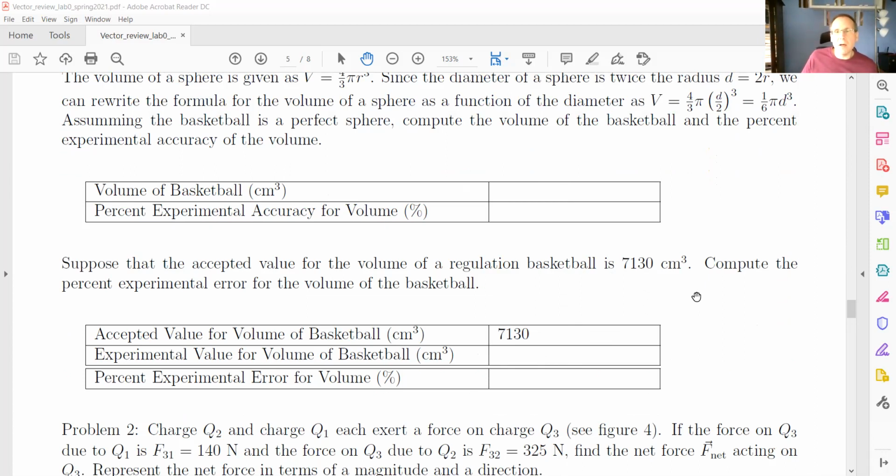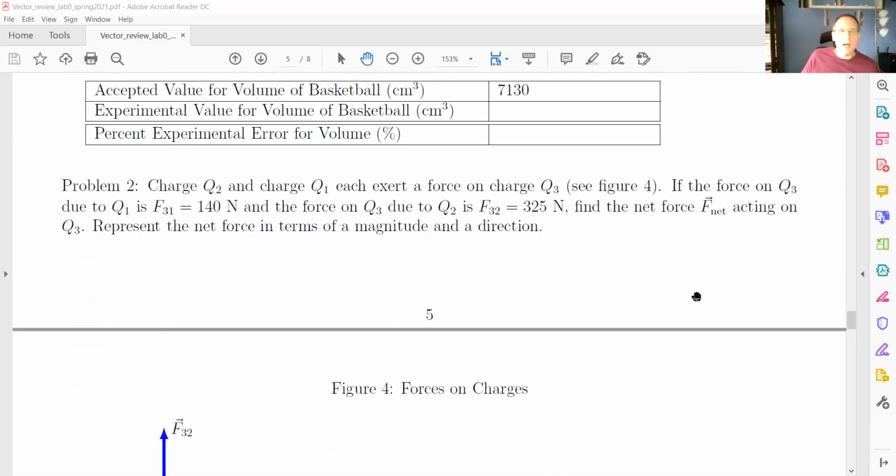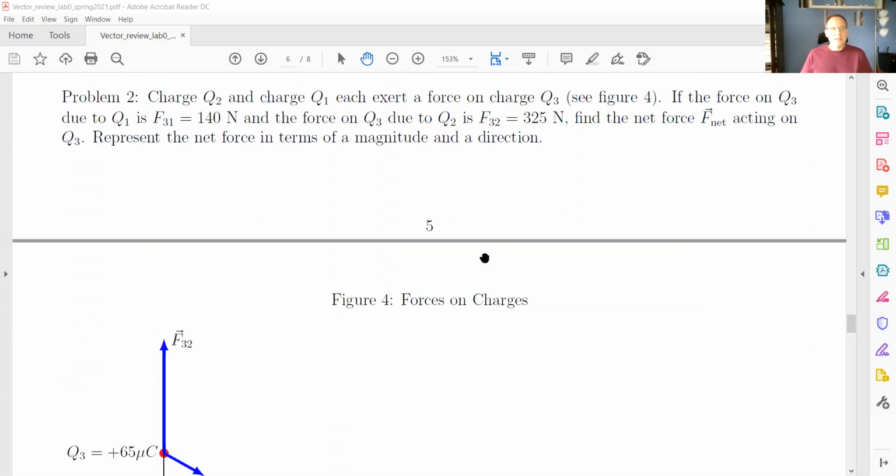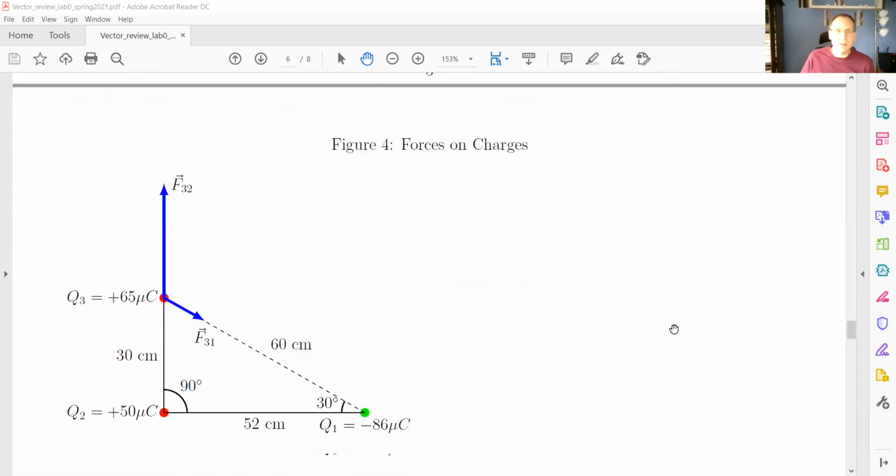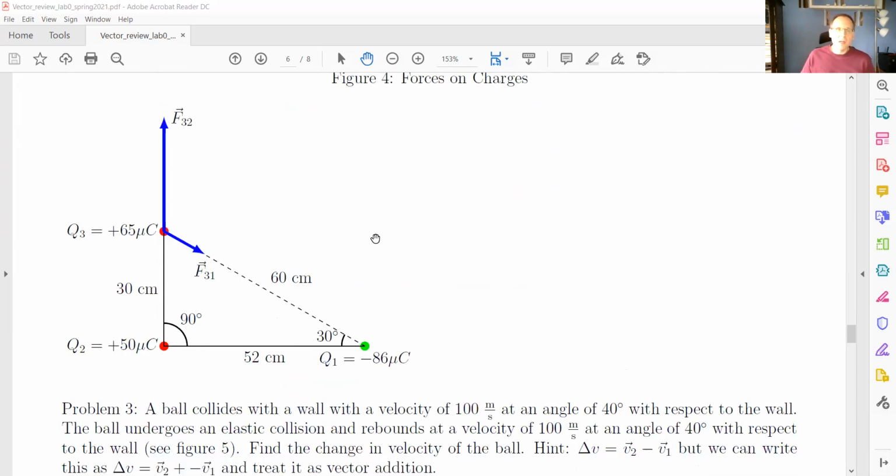The next problems involve vectors. So problem 2. It says charge Q2 and Q1 each exert a force on charge Q3. And I drew a picture of it in this figure here. If the force on Q3 due to Q1 is 140 newtons, so we're looking at the forces on Q3, right? So Q1 exerts a force on Q3 in this direction.